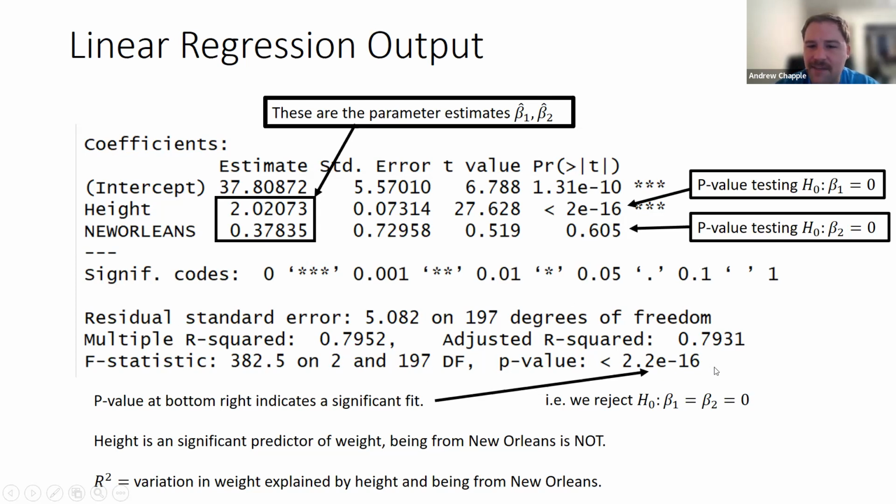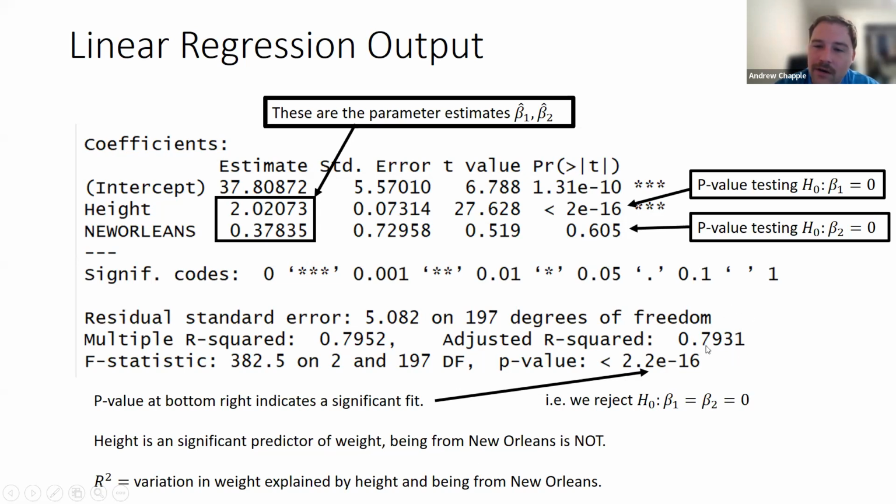And this p-value down here, this is the one that tests, hey, do we have any relationship between any of the factors we care about and the outcome? And since this value is significant, we reject this null. So again, height is a significant predictor of weight, but being from New Orleans is not.